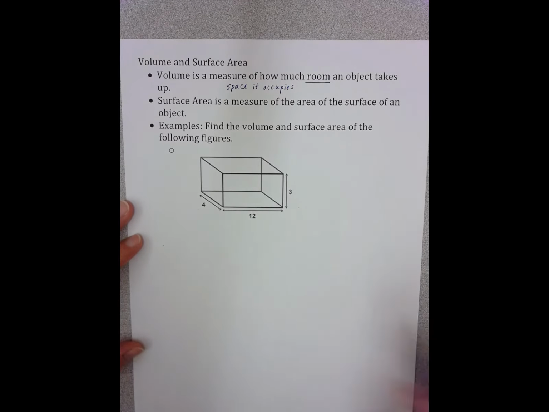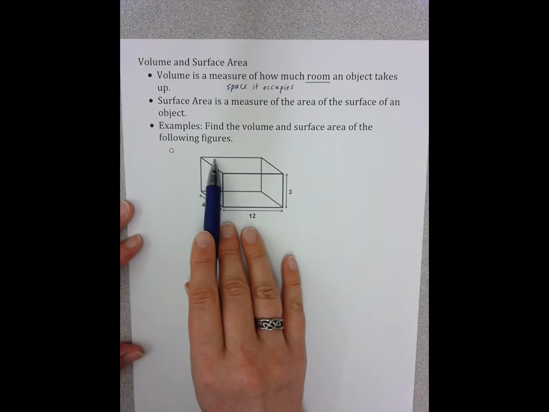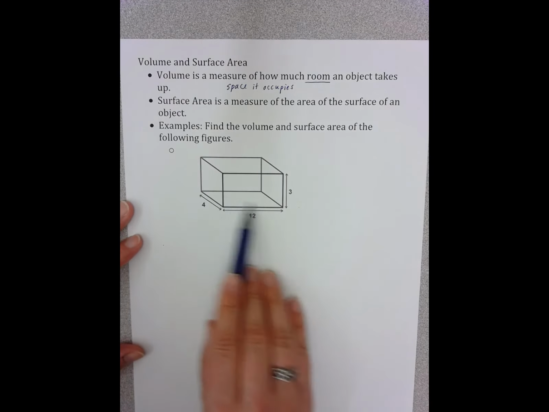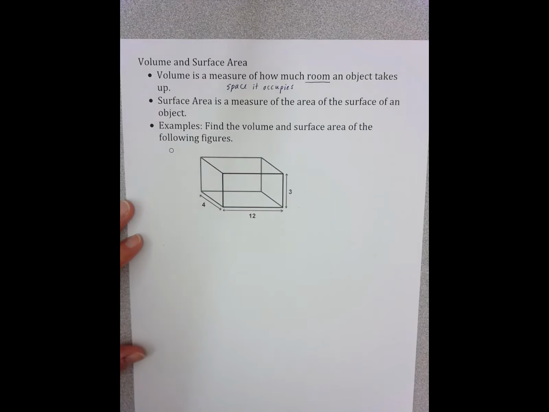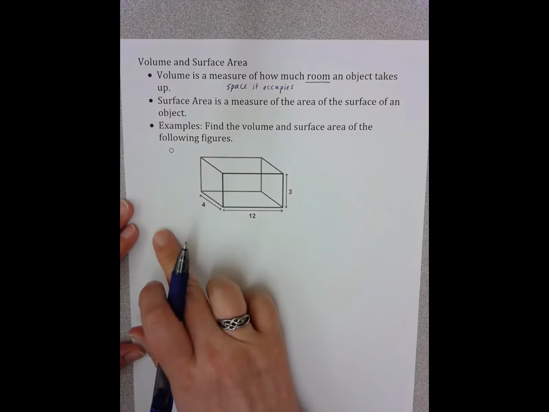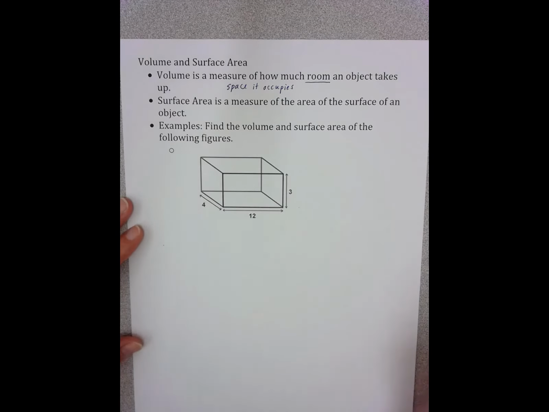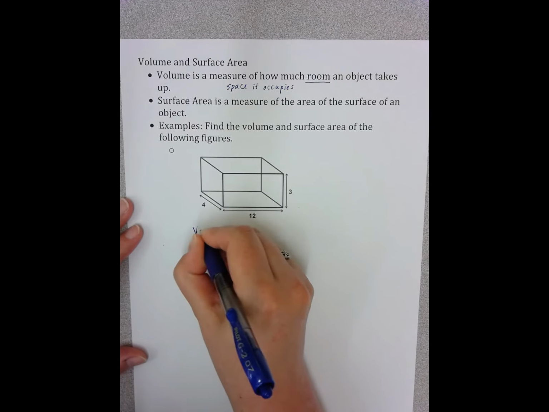So if we're looking at a cube, surface area is a measure of the top, the bottom, the two sides, and the front and the back. So now we're going to do two examples. The first example is a rectangular prism, and we'll start with volume.